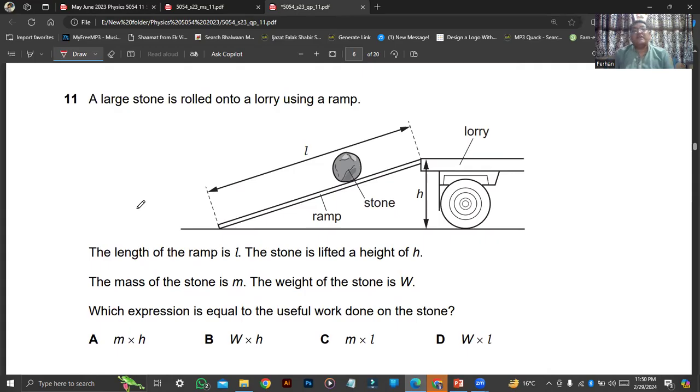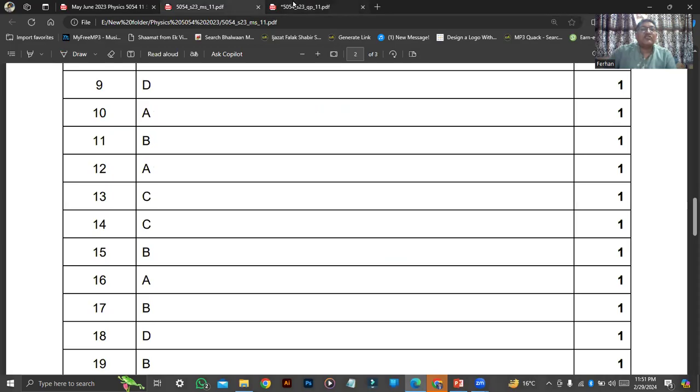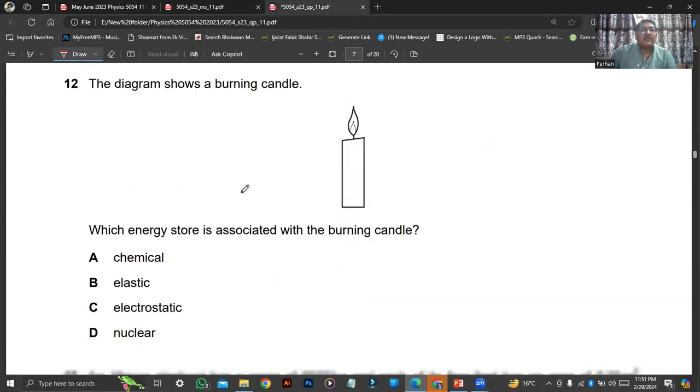You know the work done is equal to the force multiplied by the distance moved in the direction of the force. Work done is also the gain in potential energy. So here we can find the gain in the potential energy, and that will be equal to the weight of the stone multiplied by the vertical height gained by the stone. That will be W multiplied by H. So I think this is the right answer. Question number 11, B is the answer. So our answer is right.